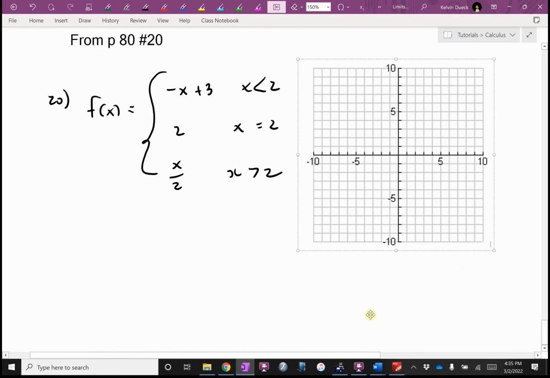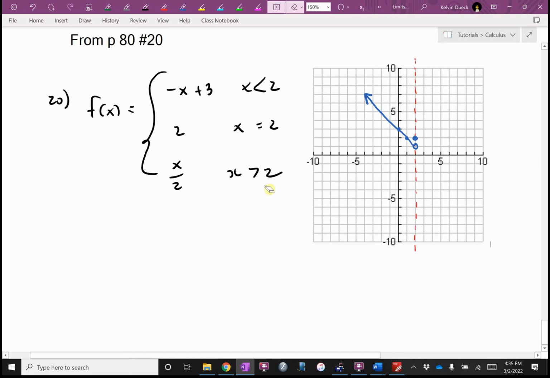Typically when I'm graphing a piecewise function, I would really lightly put the boundaries. So when x is to the left of 2, we're graphing negative x plus 3. That's going to be a function 3 high, 1, 2, 3, and it's going to go down, down. It doesn't include equal to, so there's a hole right there. Prab, is that okay? And then x equals 2 when x equals 2, so right there.